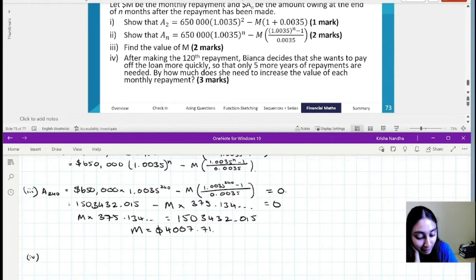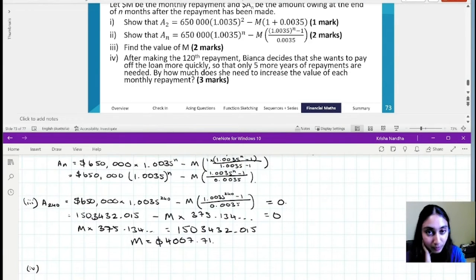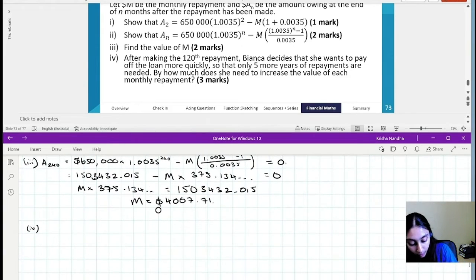Okay, so pretty much what we need to do is find the amount owing at 120 months. And what that's going to help us do is make a whole new pattern for whatever happens after 120 months. So first, let's do A120.